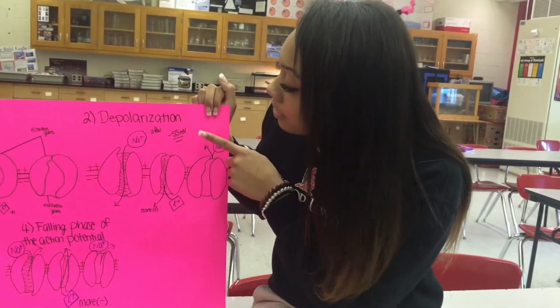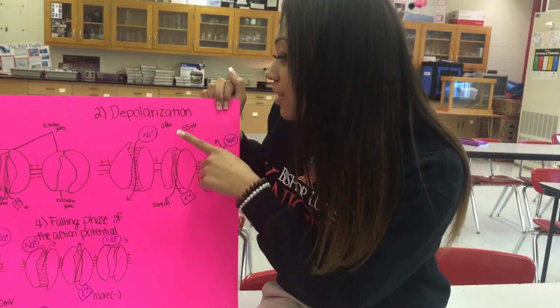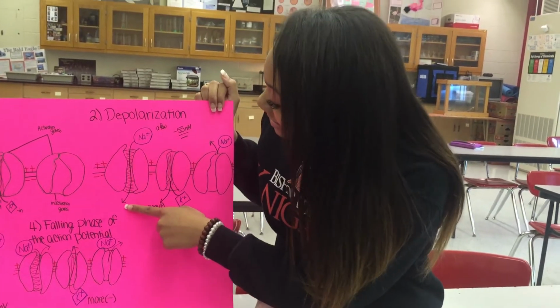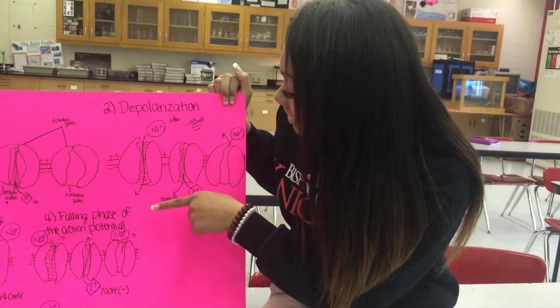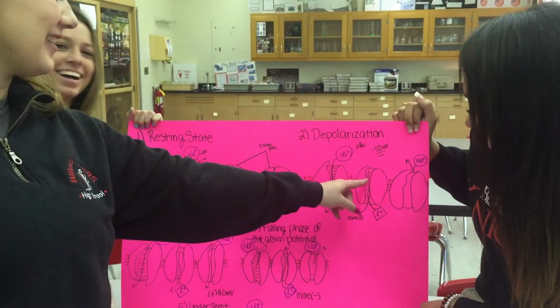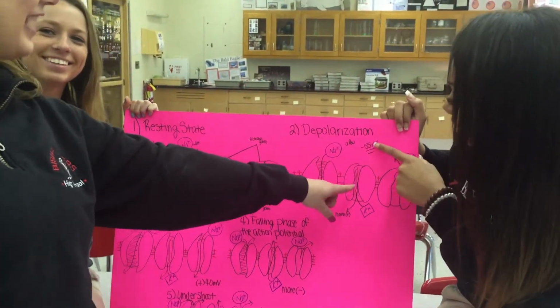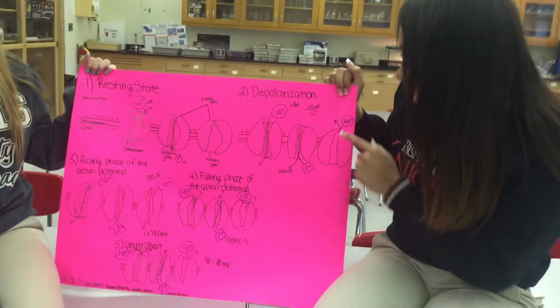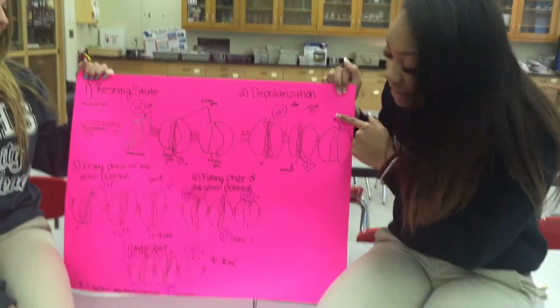Okay, the second one is depolarization, and a few sodium ions go through the membrane. More potassium goes into the potassium channel and then comes back out, and that makes it negative 55 millivolts. And then the sodium comes out.